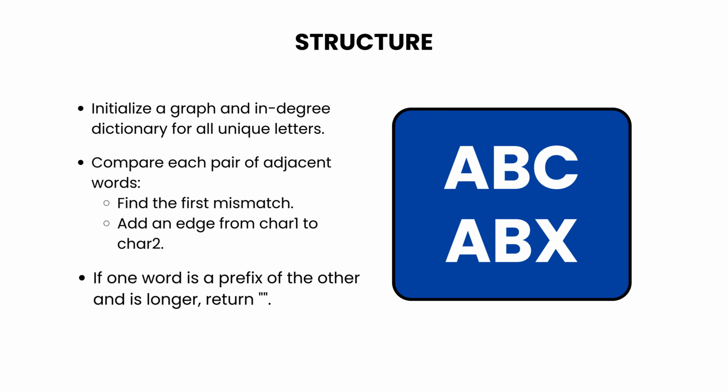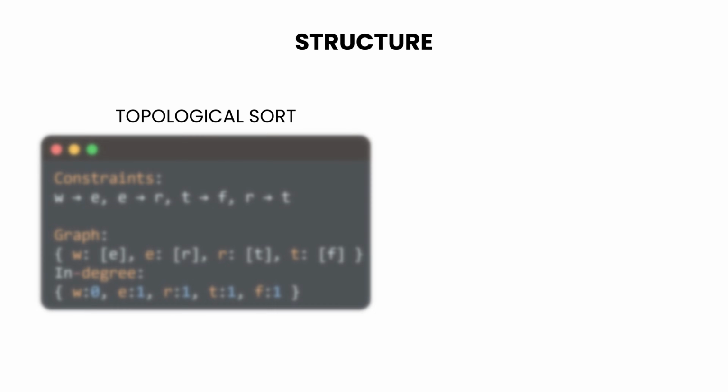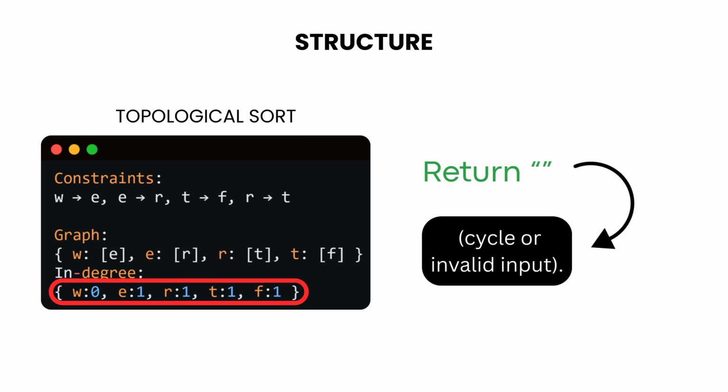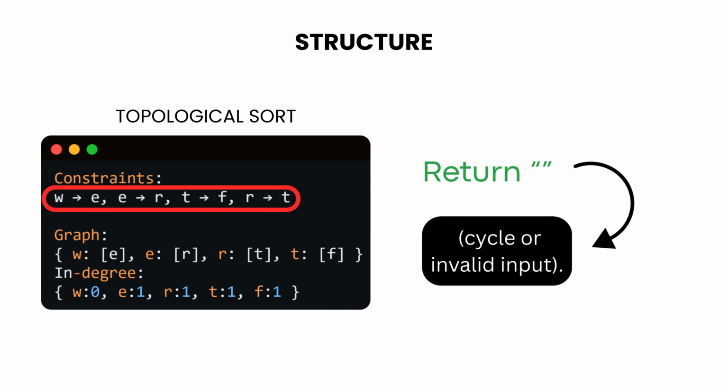Compare each pair of adjacent words. For each character, find the first mismatch. Add an edge from char1 to char2, meaning char1 comes before char2. If one word is a prefix of the other and is longer, return empty. Topological sort. Add all nodes with 0 indegree to a queue. While the queue isn't empty, pop from the queue and append to result. Decrease indegree for neighbors. If indegree becomes 0, add to queue. If result length equals the number of unique letters, return it as a string. Otherwise, return empty, cycle or invalid input.